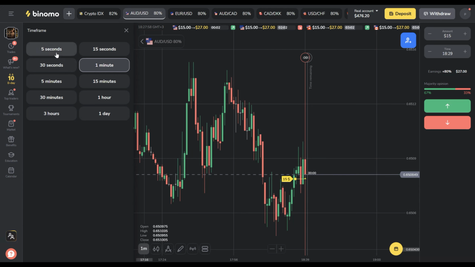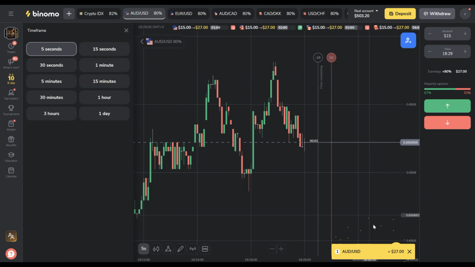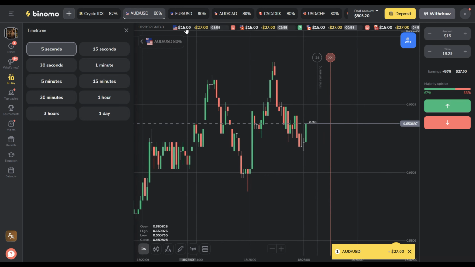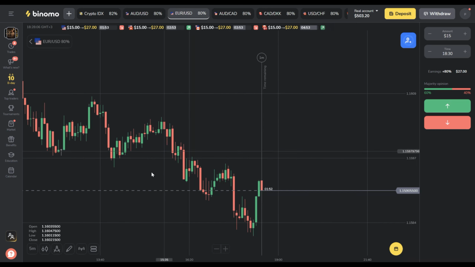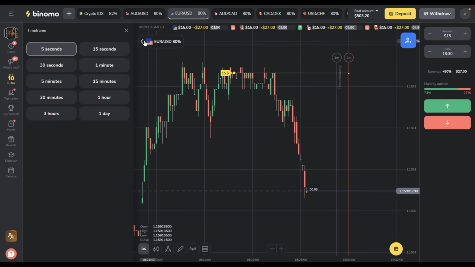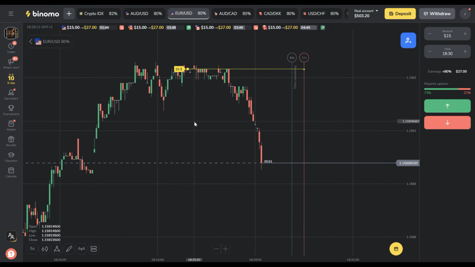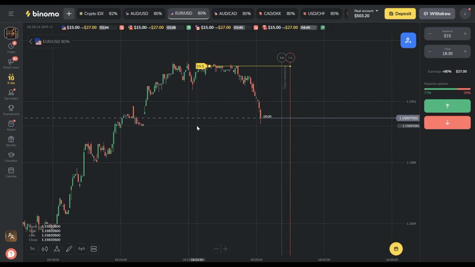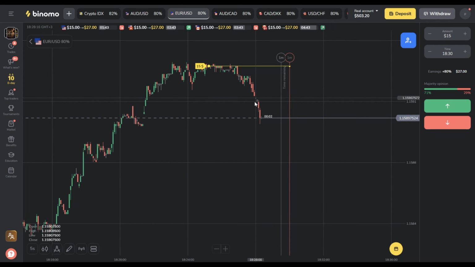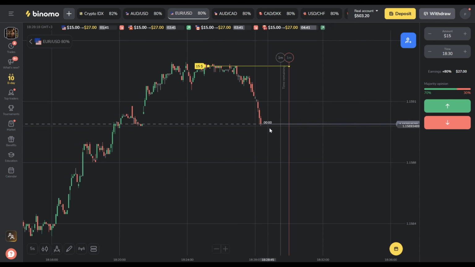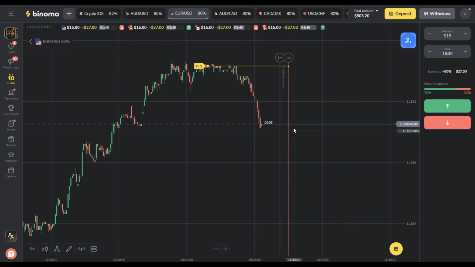Let's switch to smaller time frames. First deal in dollar Swiss franc. The dollar closes in the green. Euro dollar. Ours is falling steadily. Well, my mistake was that I opened the first deal for 1 minute. It might have even been less than a minute. And of course, it closed at a loss. The price didn't have time to go anywhere.